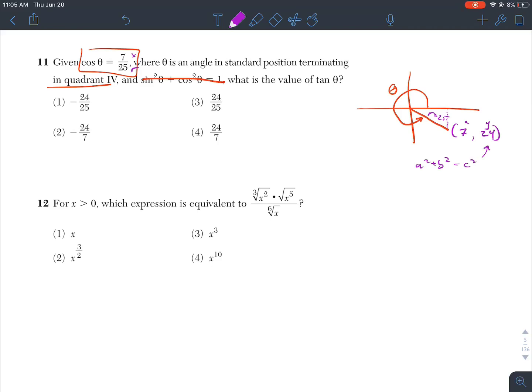And then we see that the value of tangent theta, well, it's not actually 24, right? Because they're going down, it's negative 24. So tangent of theta is equal to y over x, which is negative 24 over 7. Choice 2. For x greater than 0, which expression is equivalent to this?